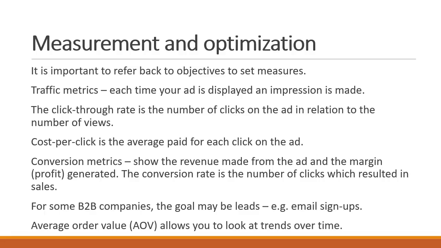So how many times is our ad displayed? How many impressions do we get? And then what's the click-through rate? So the number of times the ad gets clicked on versus the number of times that it is displayed in a search. The cost per click, so how much we had to pay for that based on the bid. Our conversion metrics: did we get a sale from that click-through?